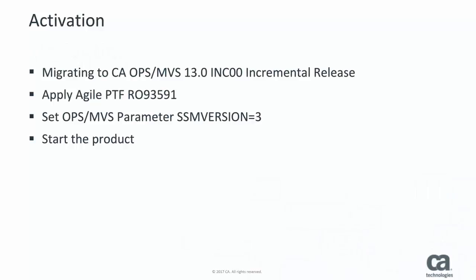The following activation steps will be necessary to implement this feature. Step 1. Install the OPS 13.0 incremental release. Step 2. Receive and apply the OPS PTF RO93591 to your SMP environment. Step 3. Set your OPS SSM version parameter to a value of 3. Step 4. Start the OPS main address space.